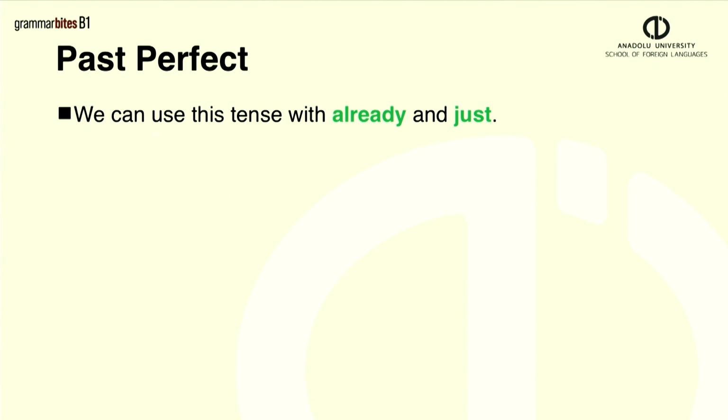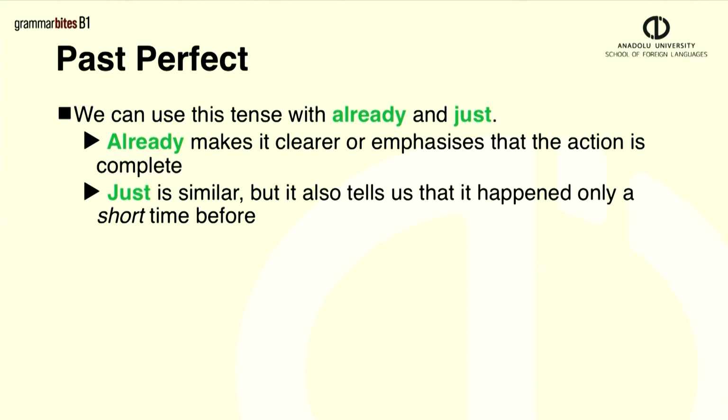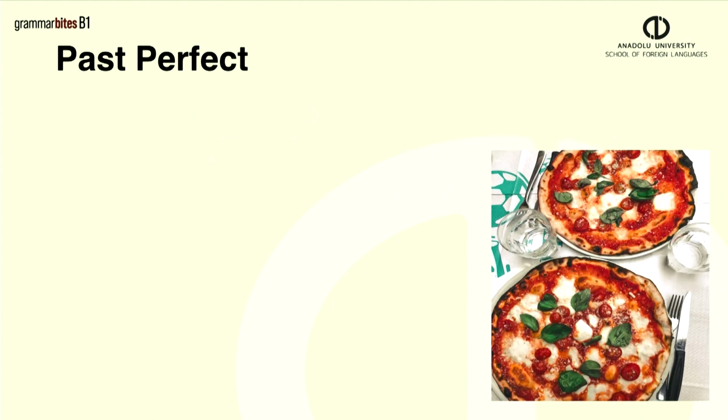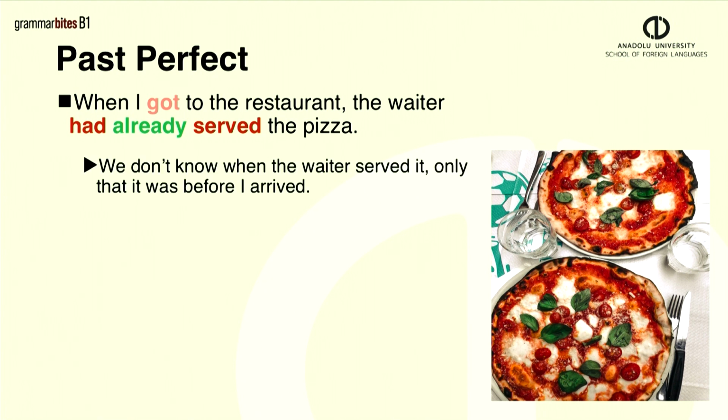We can also use past perfect with already and just. Already makes it clearer or emphasizes that the action is complete. Just is similar, but it also tells us that the action happened only a short time before. Here are two examples with pizza. When I got to the restaurant, the waiter had already served the pizza. We don't know when the waiter served it exactly, but we know it was before I arrived.